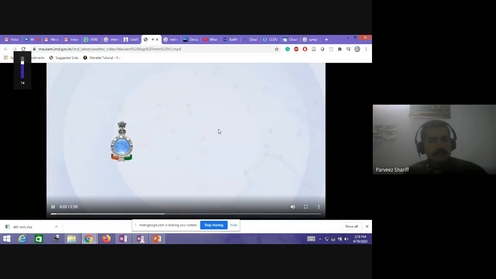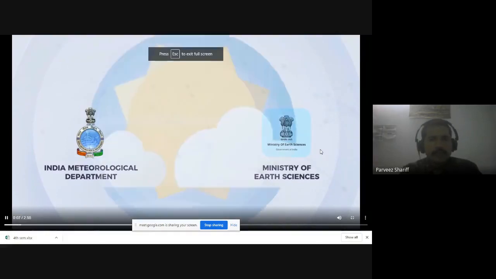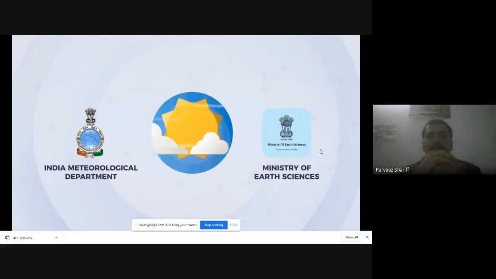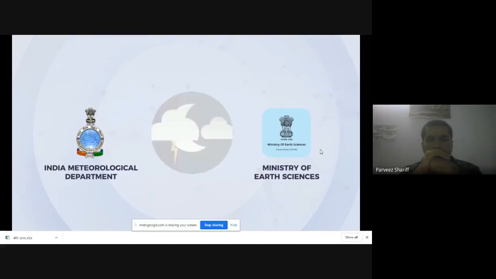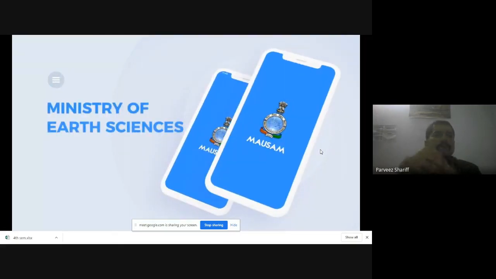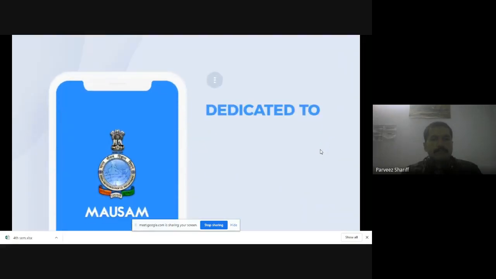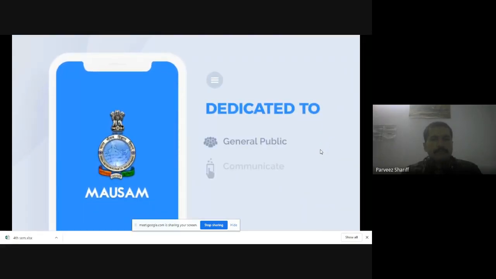India Meteorological Department, Ministry of Earth Sciences, has taken various initiatives in recent years for improvement in the dissemination of weather forecast and warning services based on the latest tools and technology. To further enhance this initiative, Ministry of Earth Sciences feels proud to launch the mobile app MOSA for India Meteorological Department. This mobile app is dedicated to the general public and designed to communicate the weather information and forecasts in a user-friendly manner without technical jargon.